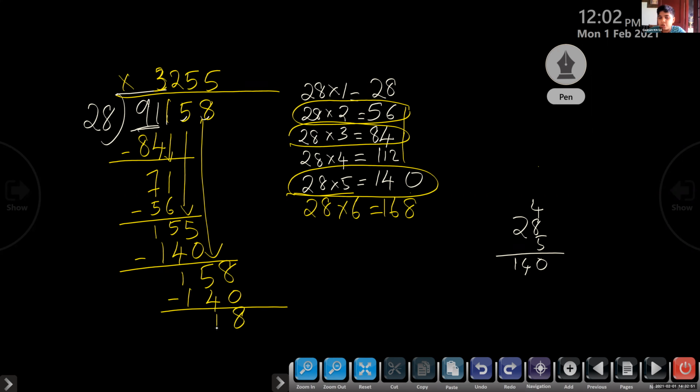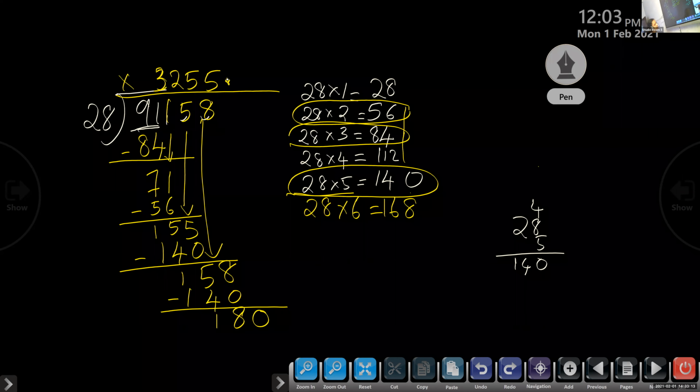No, we can add 0 and put the decimal point. So children, you can compare. 18 is the remainder, 28 is the divisor. When we compare, the remainder is smaller than the divisor, so we cannot divide. So what do you have to do? Add 0. When we add 0, place the decimal point in the quotient. Then we add 0. What do we have here now? 180.